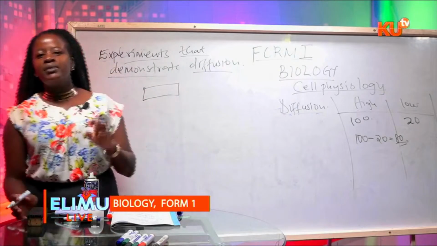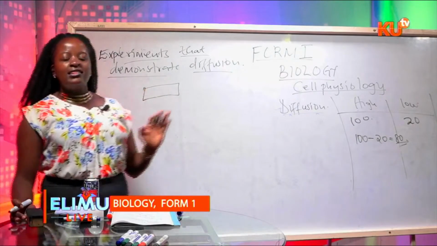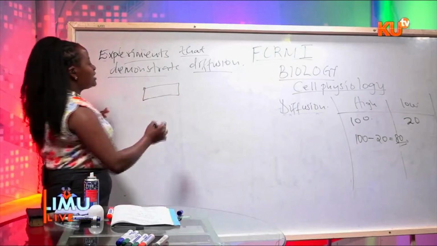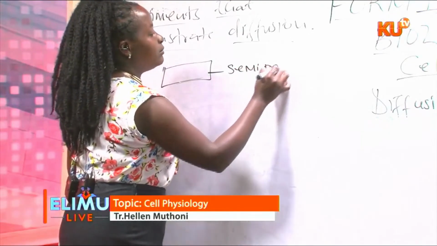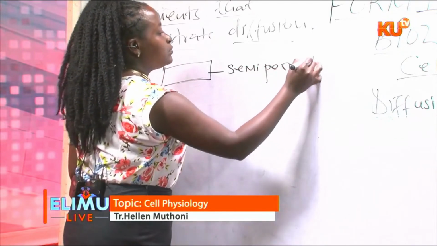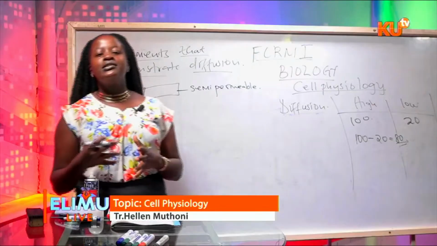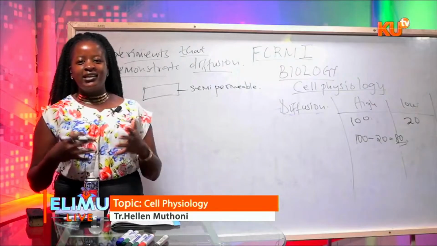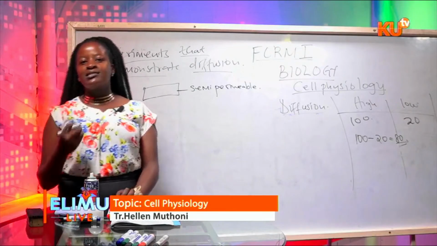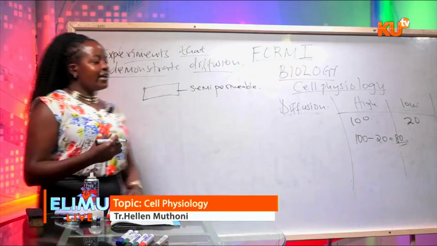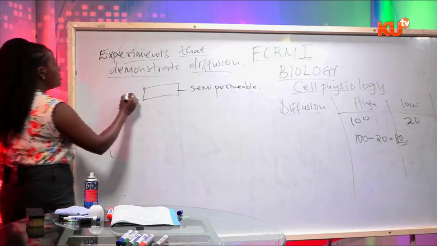A Viskin tubing is a clear paper that takes this shape, and this clear paper is semi-permeable, meaning that it can only allow some materials to get inside it, and it doesn't allow others to pass through it. The second experiment will involve the use of the Viskin tubing.